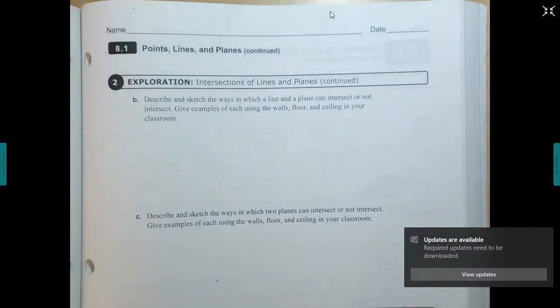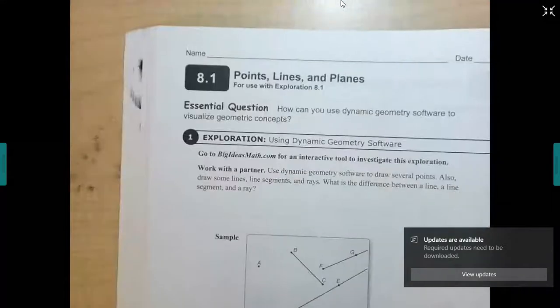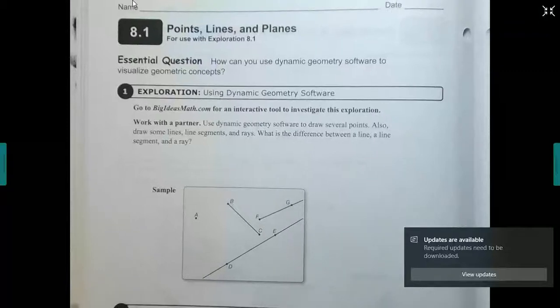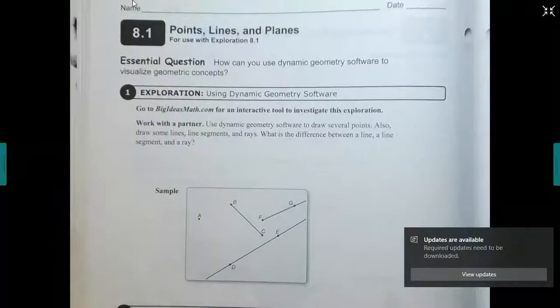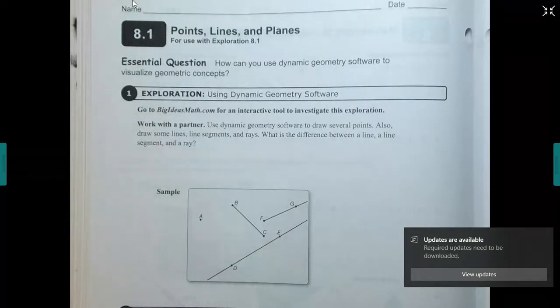Good morning, students. Today we are on lesson 8.1, and we are going to be talking about lines and points and planes and other geometric features. So that's what we're going to be talking about today. You may want to have your Desmos calculator open to see what these are. Okay, so let's actually start off in our Desmos calculator.